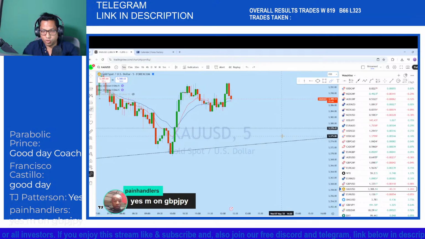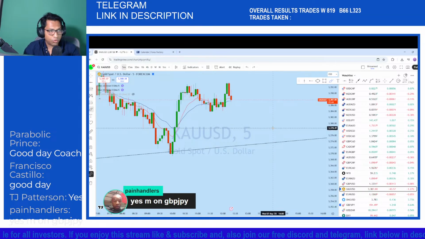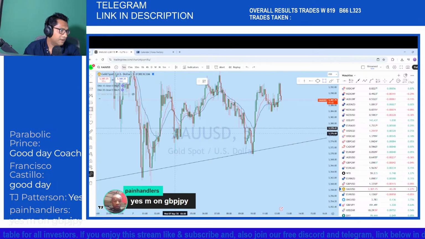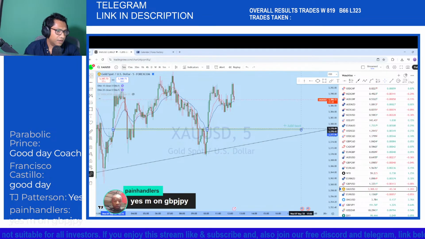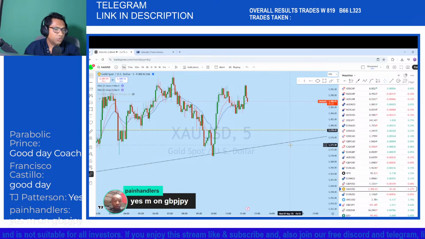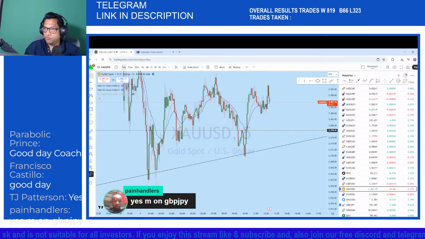So for us, for potential entry, we would like to see the market coming here to this liquidity zone where there is an important support, and from that zone we can look for a potential entry opportunity in this market. So this is the zone that we are looking at.